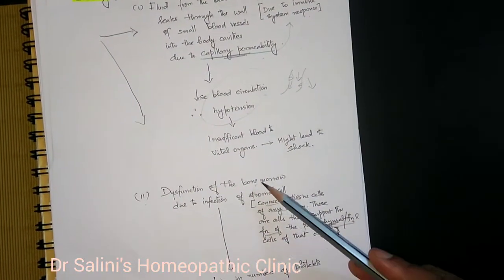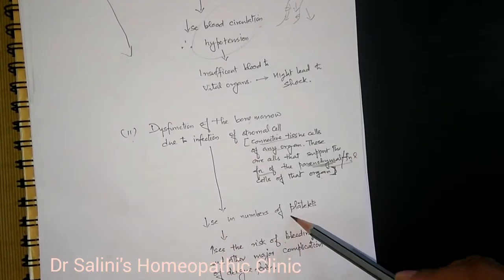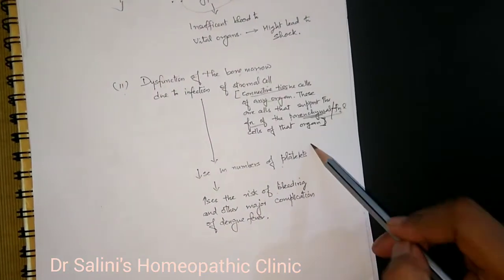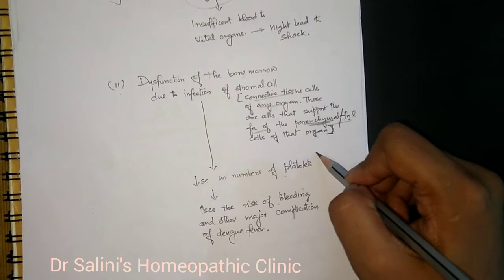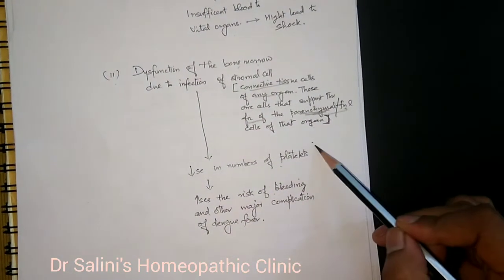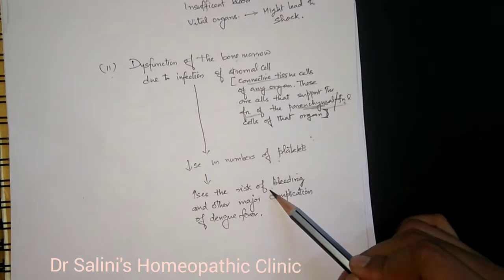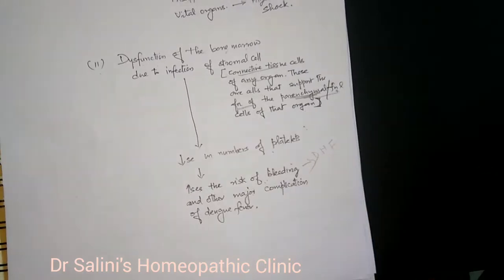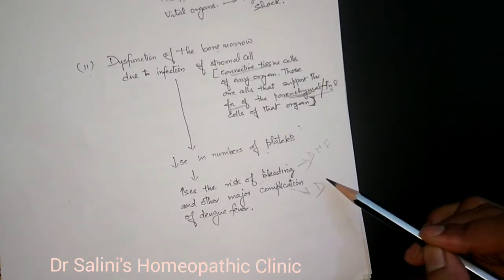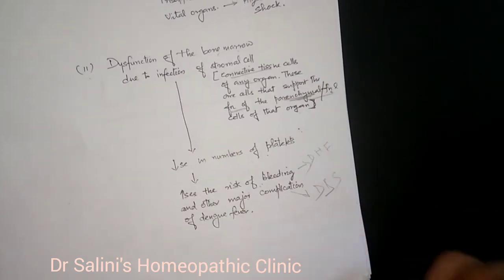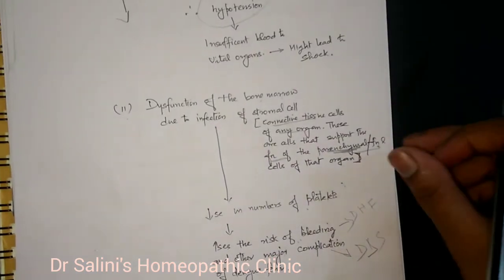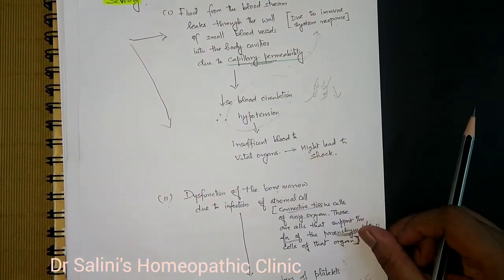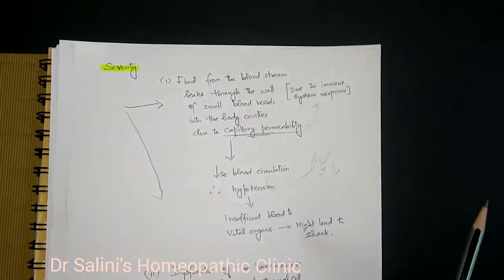Now, dysfunction of the bone marrow causes a fall in the number of platelets, which is an important diagnostic feature in the identification of dengue fever. This fall in platelets will thereby increase the risk of bleeding, leading to dengue hemorrhagic fever or other major complications like dengue shock syndrome. This is basically the pathophysiology happening from the mosquito bite carrying the dengue virus.